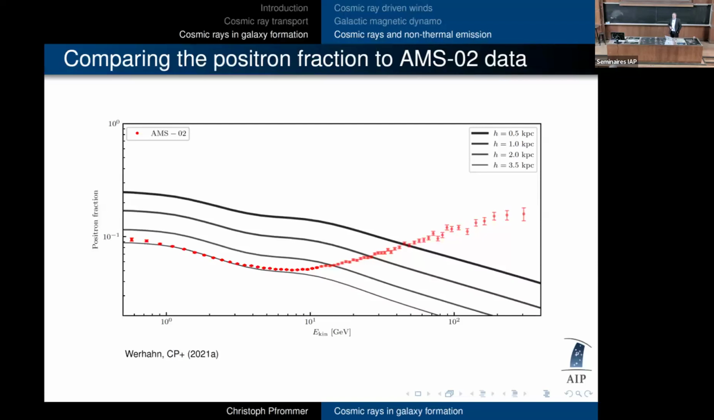I had a question, a clarification regarding your point that you need cosmic rays to drive winds. So I'm a bit puzzled because I have colleagues who have been pretending to drive winds for 30 years. So, excellent question.